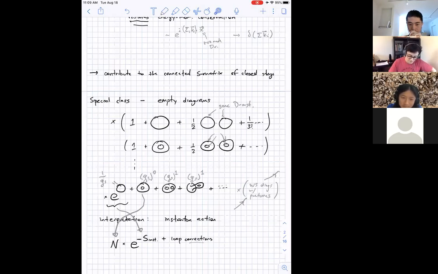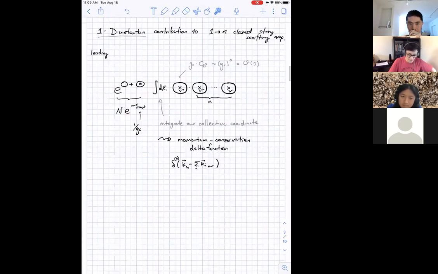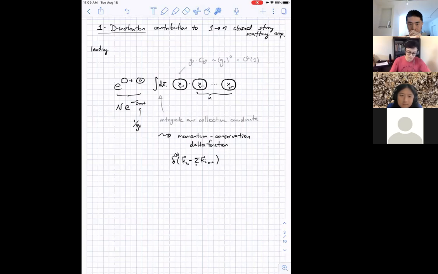Okay, so this is this class of empty diagrams. So now we're ready to draw the leading contribution to the 1 to n closed string scattering amplitude due to a single instanton. Okay, so as we said, this exponentiated empty diagrams give you the instanton action and the normalization factor. Now the leading order contribution, as we said before, of order 1, is just a product of a bunch of these 1-point functions.